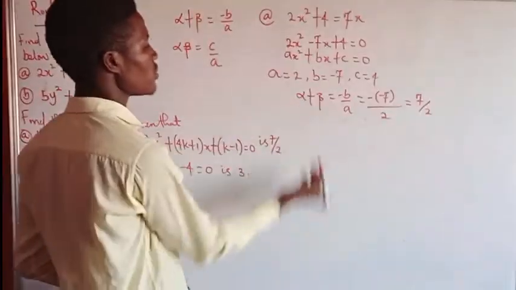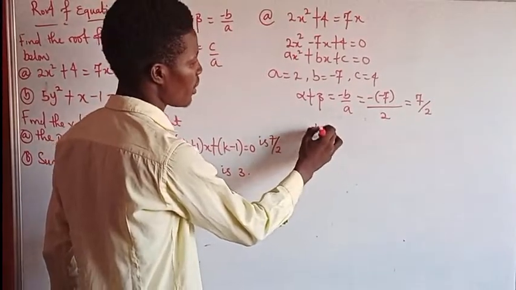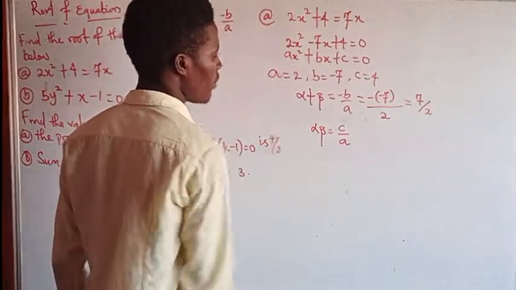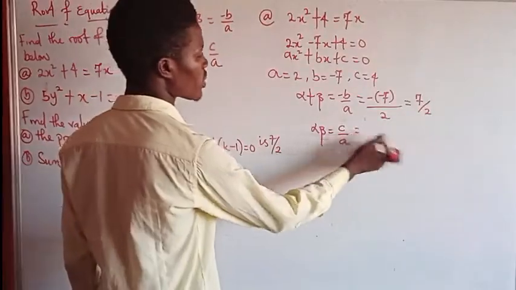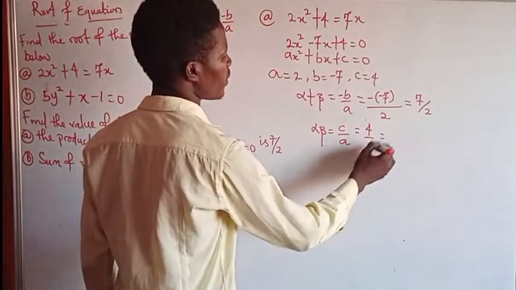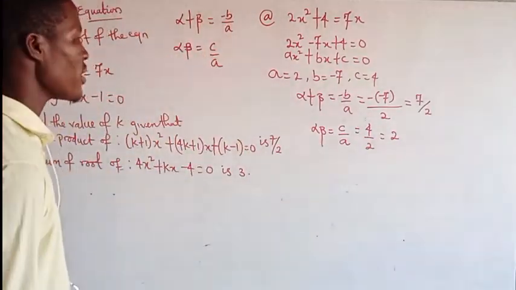Alright, so what will be the product of the roots, alpha beta, which is c over a? What is my c here? 4. What is my a here? 2. 4 divided by 2 will give me 2. So that is the answer to that first question.